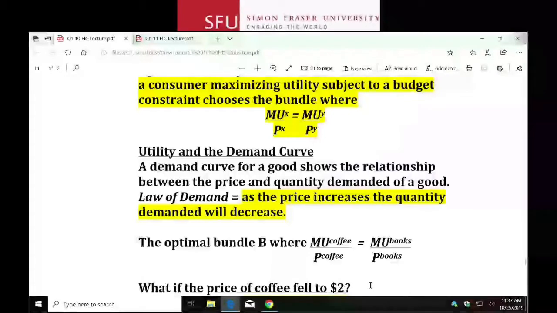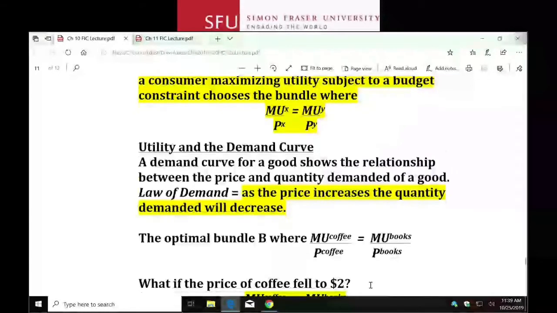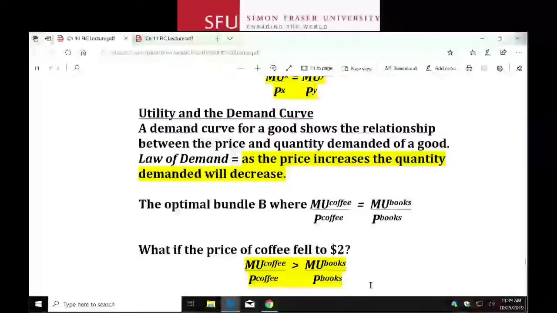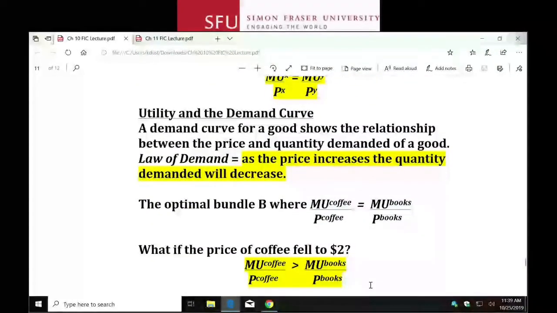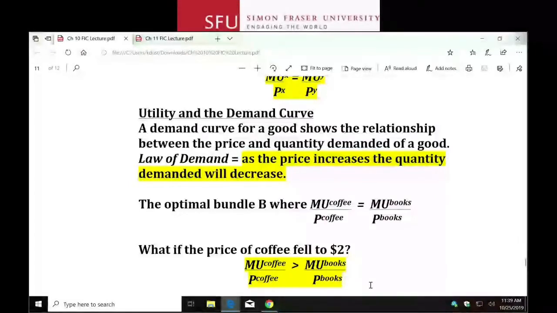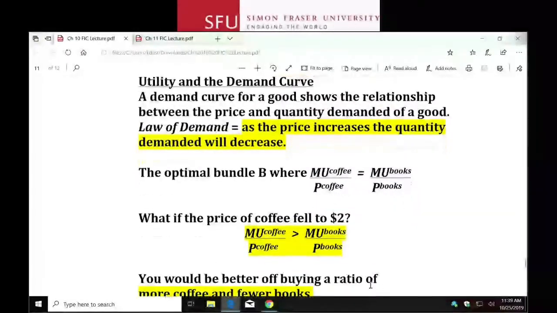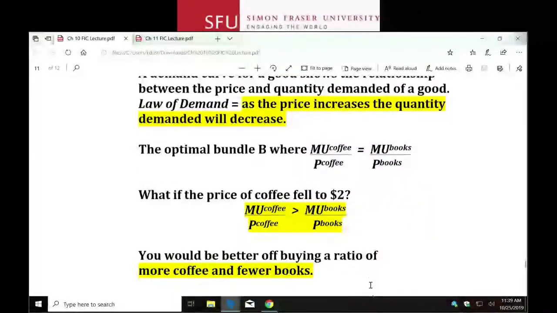And so they're going to choose to buy more coffee, and as they buy more coffee, the marginal utility of the coffee will go down, right? When we buy more of everything, the marginal utility will go down. And so by buying more coffee, they're going to be moving back towards the new equilibrium point. Okay, so when the price goes down, now they're going to get more marginal utility per dollar from the coffee, and so as a result, they'll buy more coffee.